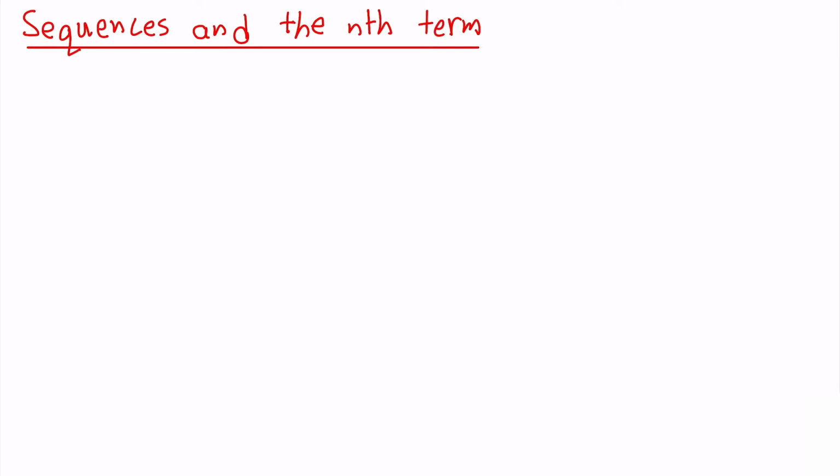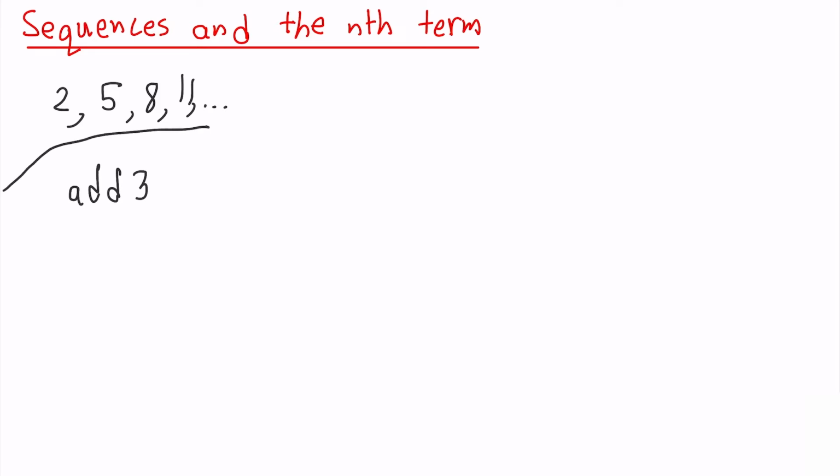First, look at this sequence which starts 2, 5, 8, 11 and so on. Wherever we are in the sequence, to get the next term we add 3 to the current term. Therefore, we say that the term to term rule for this sequence is add 3.